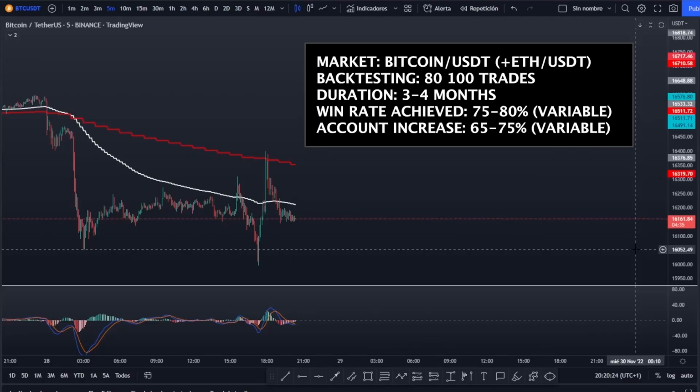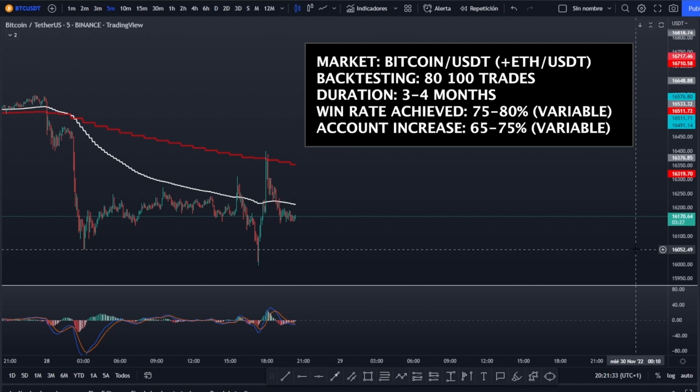Today we are going to see a very profitable, winning strategy that we have been testing for approximately 3 or 4 months, in a semi-automatic way, and with which we have achieved a win rate of between 75 and 80%. I say variable because you already know that in the cryptocurrency market we have much higher volatility, so we can sometimes combine our basic knowledge of trading with our own strategies and thus achieve much better results.